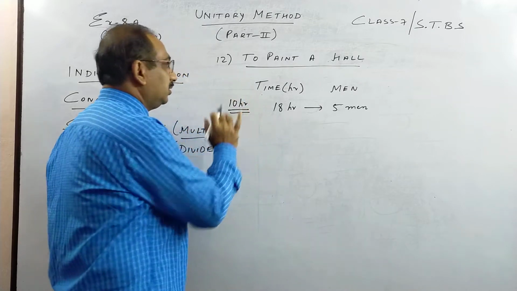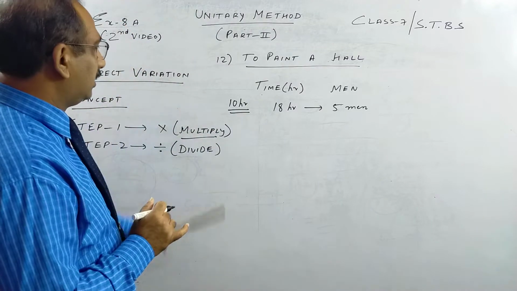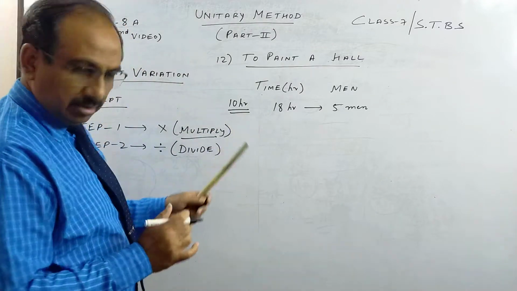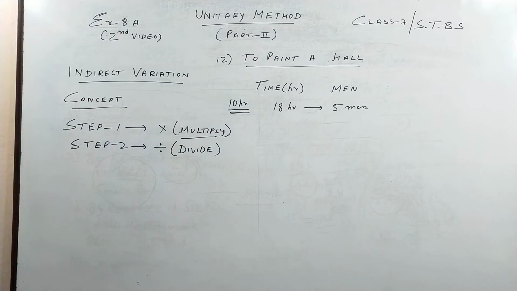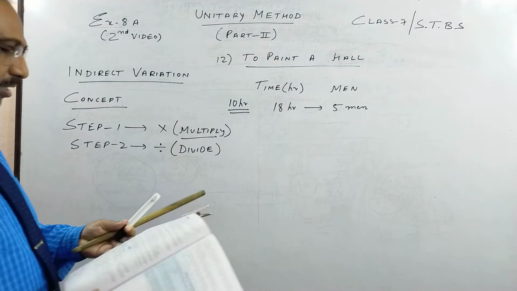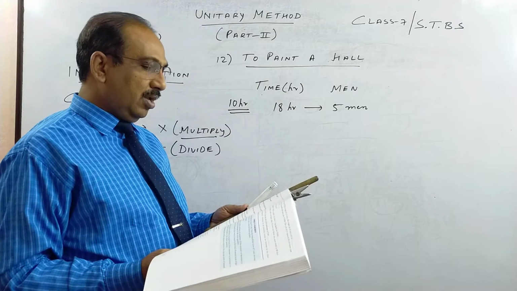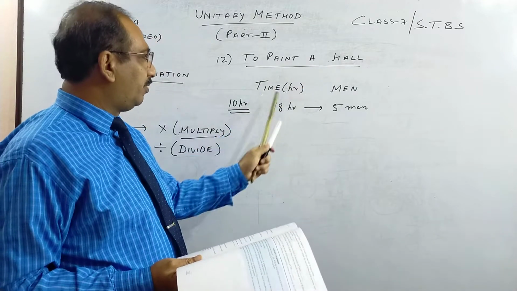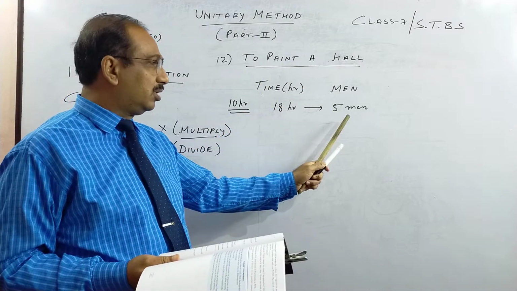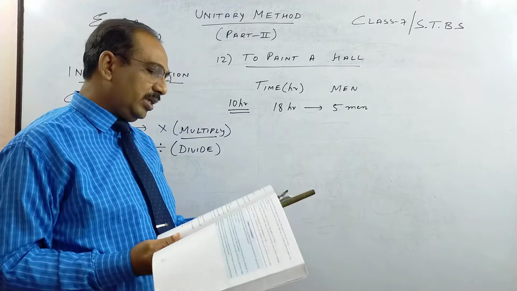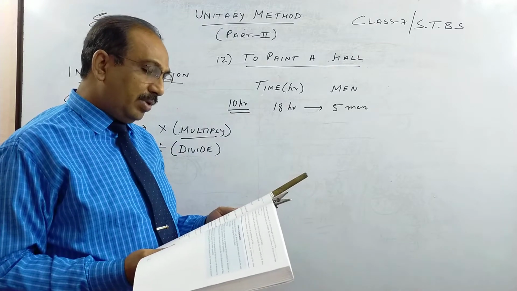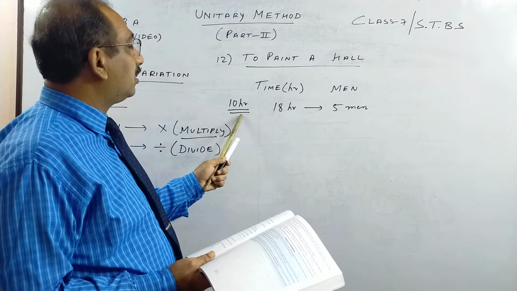Here we have question 12, which I have taken from your book, exercise 8A. Another very important thing I'll tell you over here. 5 men can paint a hall in 18 hours. See, I've changed the order. How many men will be able to complete it in 10 hours?